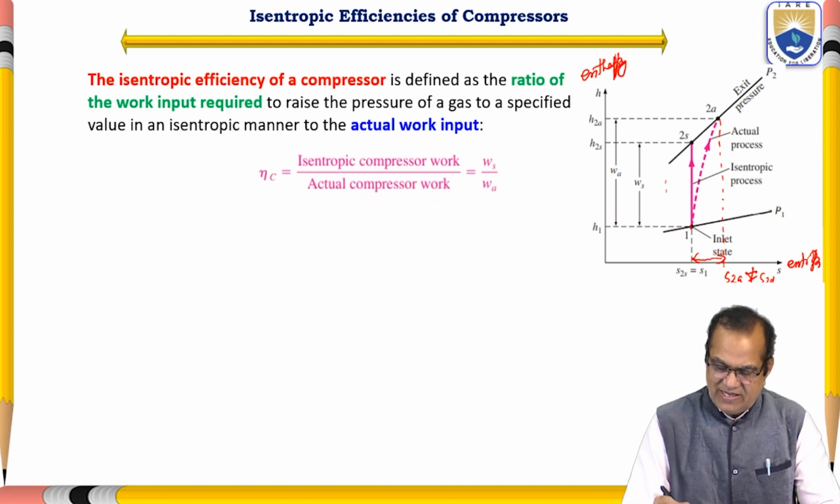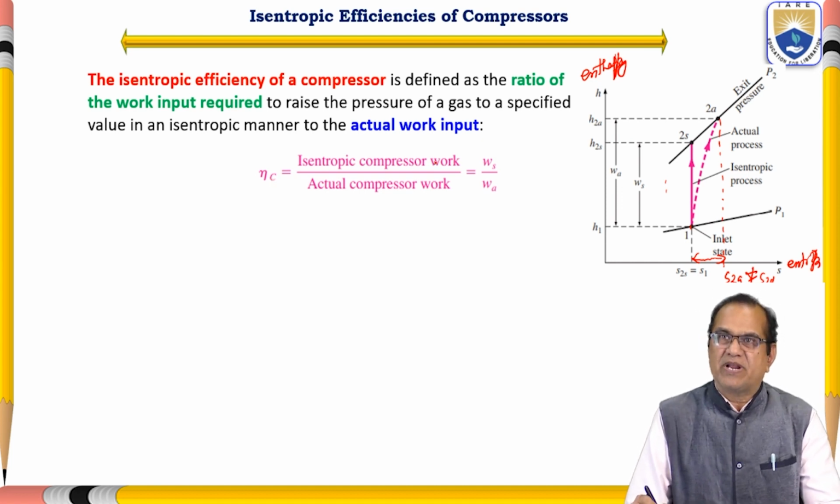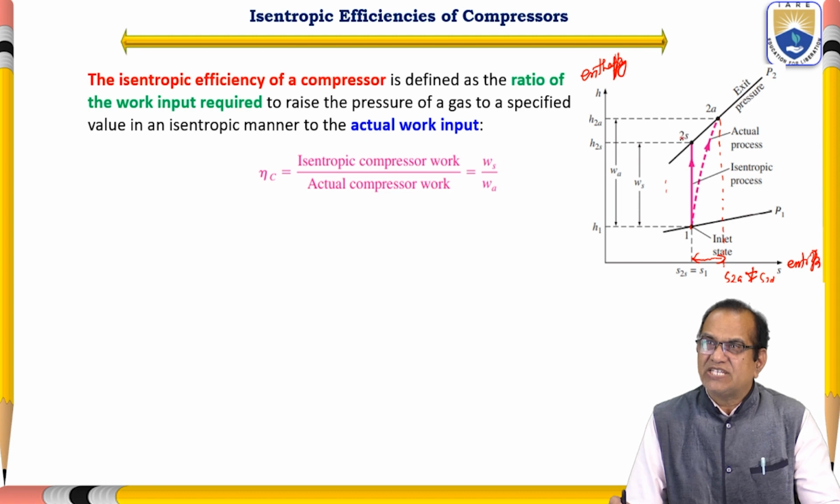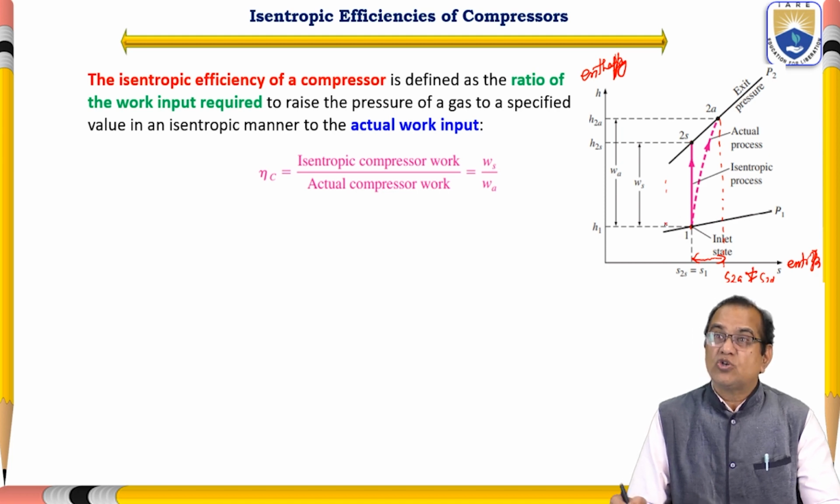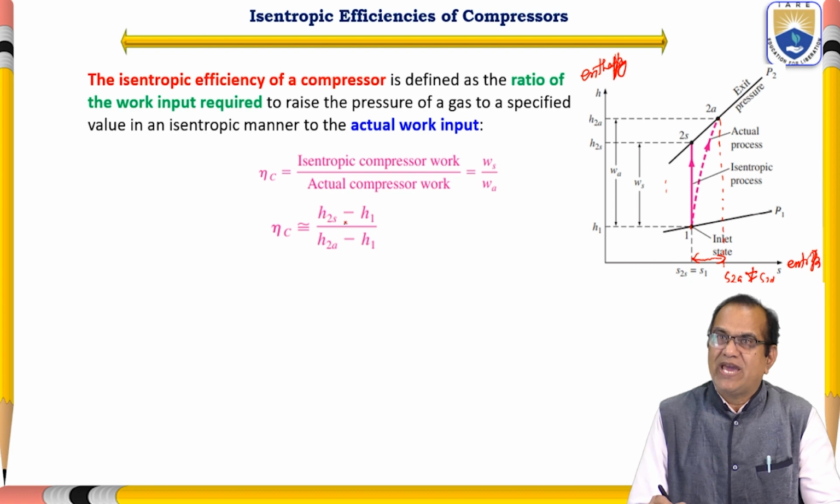So we can say that eta C, that is eta for the compression, is equal to the isentropic compressor work divided by the actual compressor work. So what is the isentropic compressor work? It is H2s minus H1. And what is the actual compressor work? H2a minus H1, where H2a minus H1 is greater than H2s minus H1. So this is Ws by Wa. This eta C will be H2s minus H1 divided by H2a minus H1.